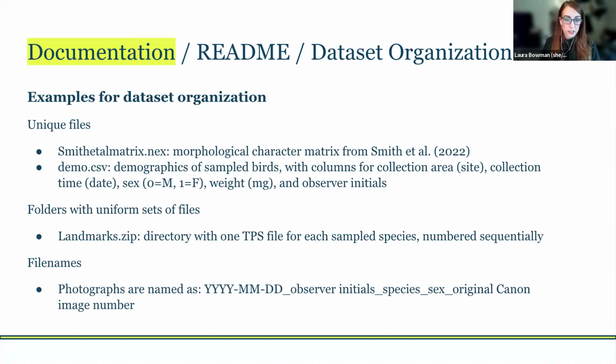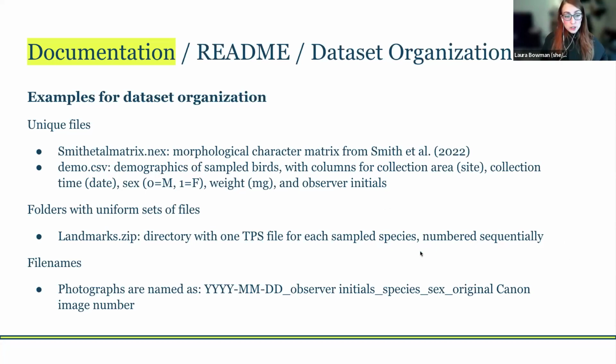So we have a nexus file, which is just a morphological character matrix and where it came from. And a CSV file, this one actually lists out the columns and units and all that stuff, which we will talk about in a minute more directly.